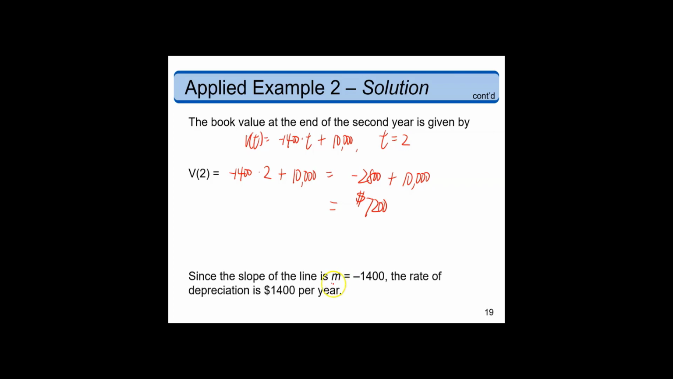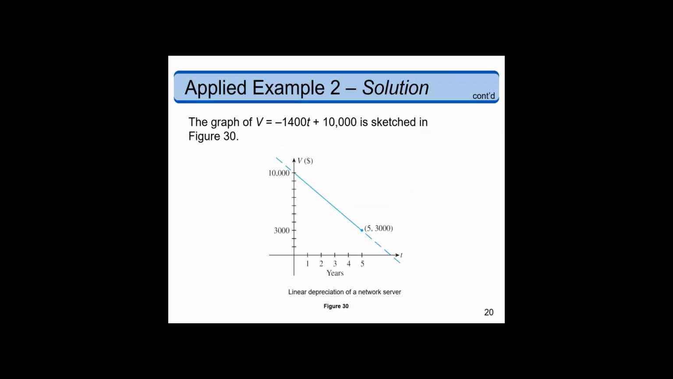The slope, we already analyzed it. It's the rate of depreciation here, 1,400 per year. And if you draw the graph, (0, 10,000) is the initial point. The second one is when time t equals 5, the value of the machine is 3,000. You connect them and you get a linear model you utilize to describe the relationship between those two variables.